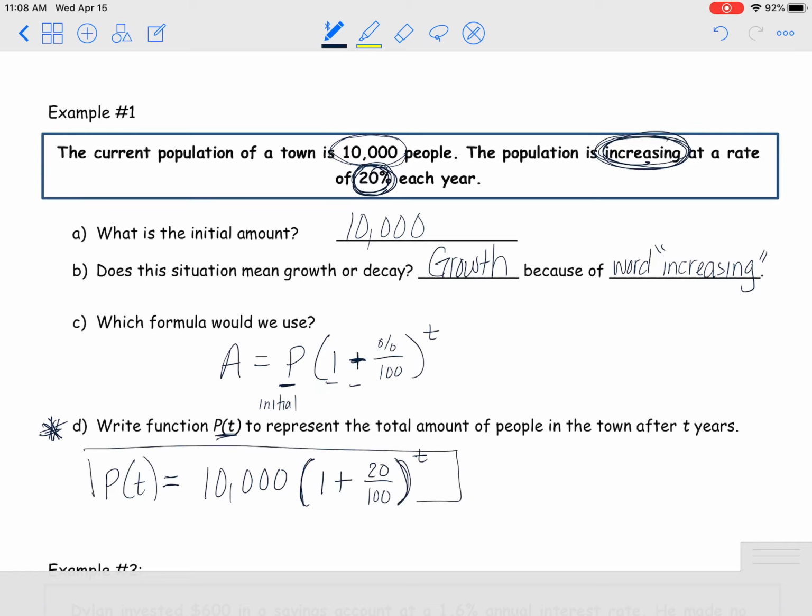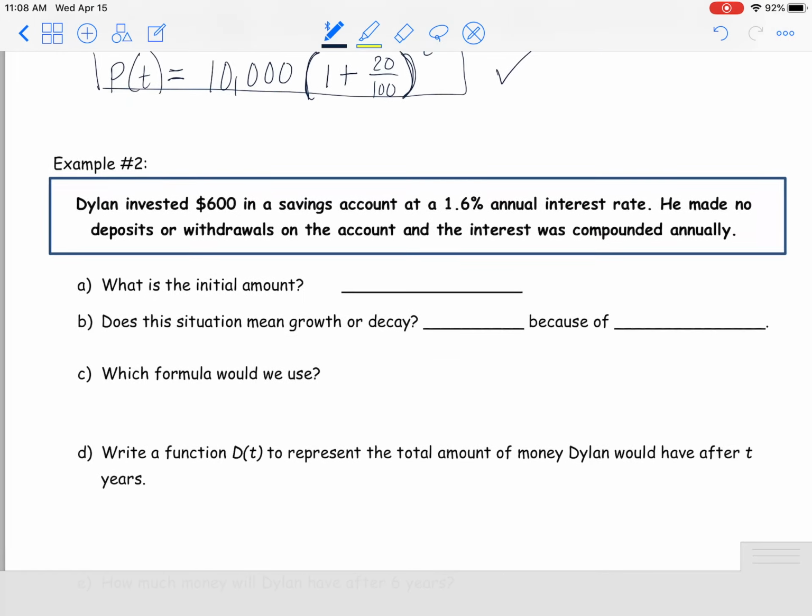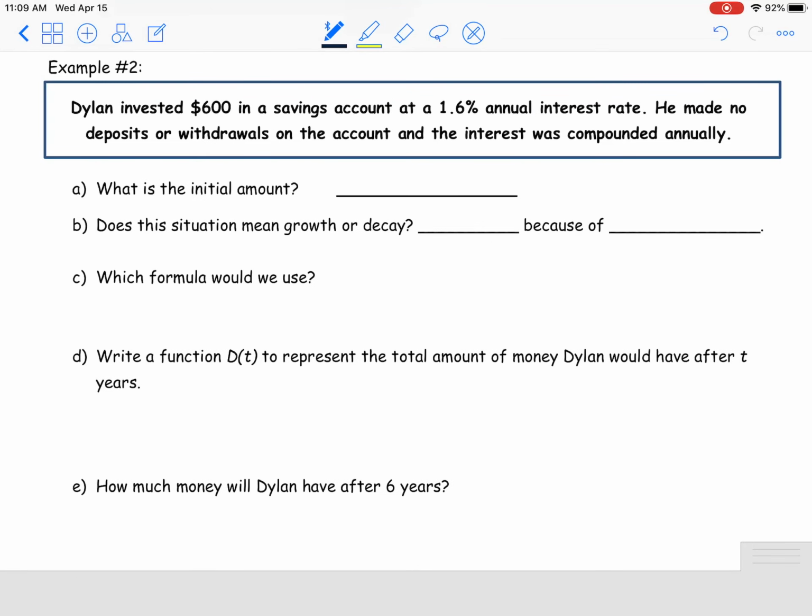There's my formula. There's my function. And you're done. All right, example number 2.